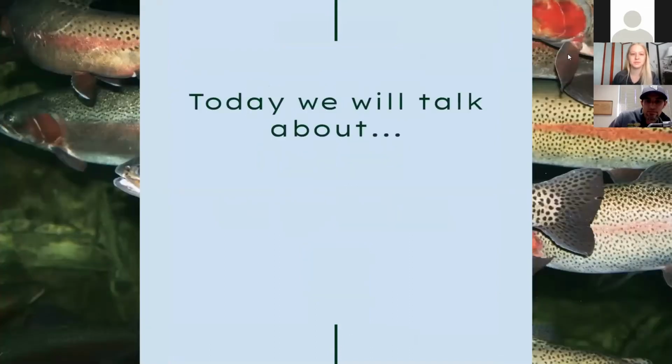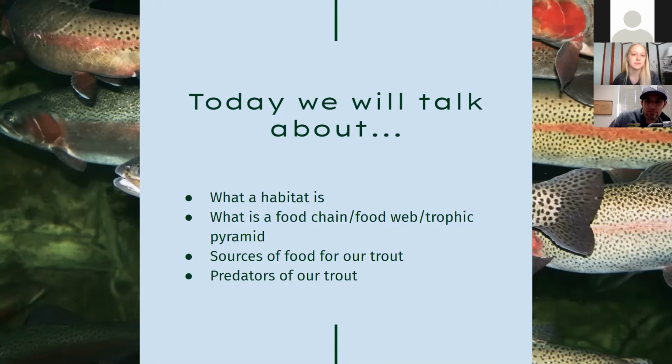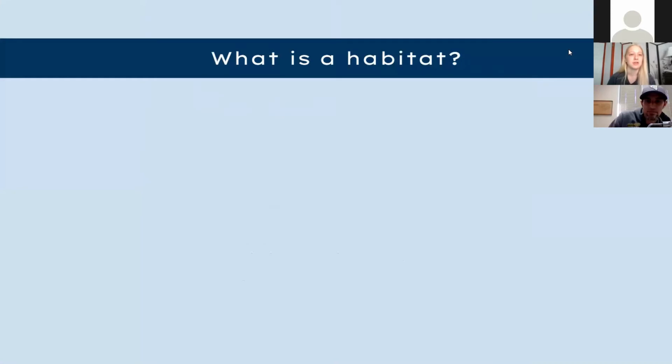So let's go ahead and get started. We're going to go over a little bit about what we're talking about. We're going to go over really quickly what a habitat is again. We're going to talk about what a food chain, a food web, a trophic pyramid is. Maybe these are some new words you're hearing. What are some sources of food for our trout? What are predators of our trout? So what eats our trout? And we're going to jump right into it.